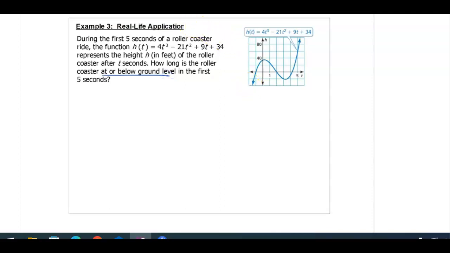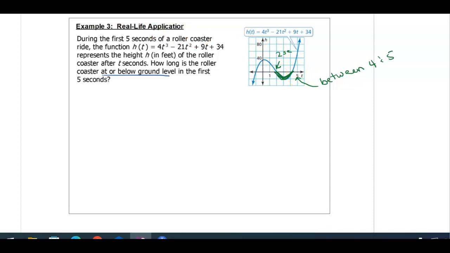If our y value, or in this case our h, is our height, then when we're below ground level, that's when our y value or our h is less than 0. That would be under the ground, so we'd have a negative height basically. As we can see right here, this is 2 seconds. But here it's not clear. We just know it's between 4 and 5. It could be a nice number, it could be a not nice number, but we don't have a clear picture.